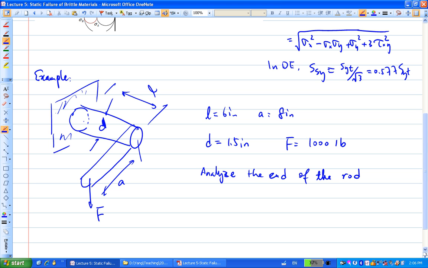If you look at the end of the rod here, it's a circular cross section, right? Then there are an infinite number of points on the circular cross section. So the key point here is, which point shall we look at? Where is the critical location, right?